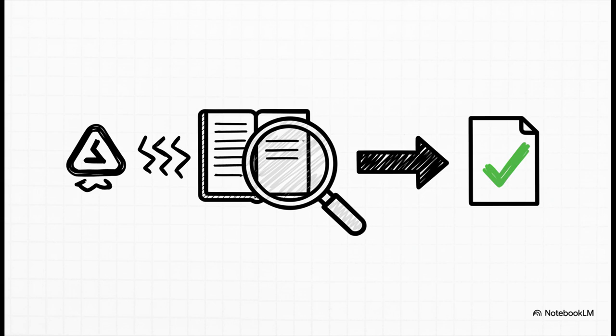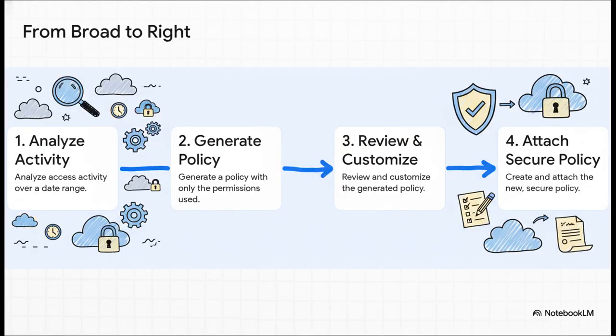Instead of just guessing what permissions a new application might need, you can just let it run for a while. Then you ask Access Analyzer to look at all of its activity in your CloudTrail logs, and bam, it will generate a perfectly tailored, least privilege policy that contains only the permissions that application actually used. No more, no less. And the process itself is just so straightforward. You pick a date range, it generates the policy, you give it a quick review, maybe tweak a thing or two, and then you attach it. This completely takes the guesswork out of writing secure IAM policies.